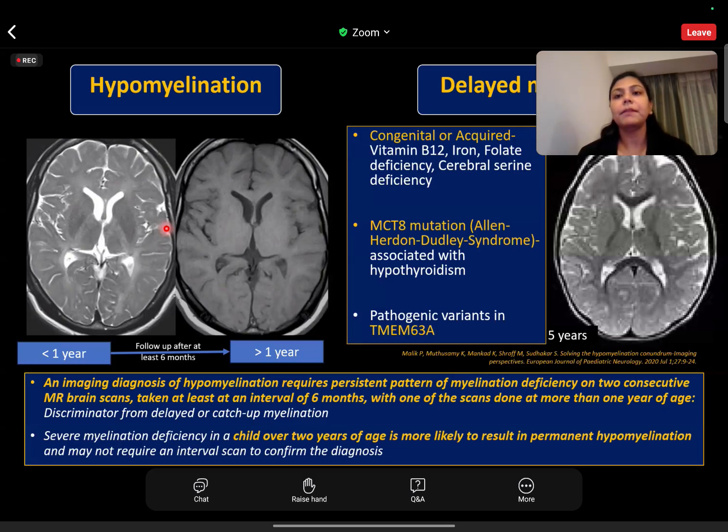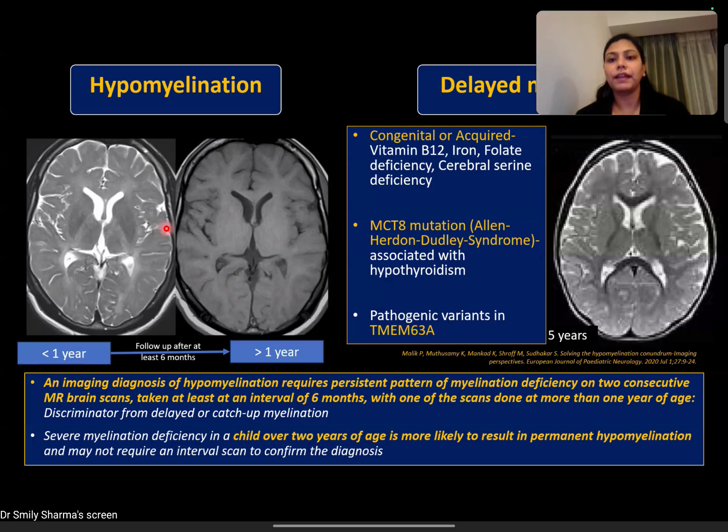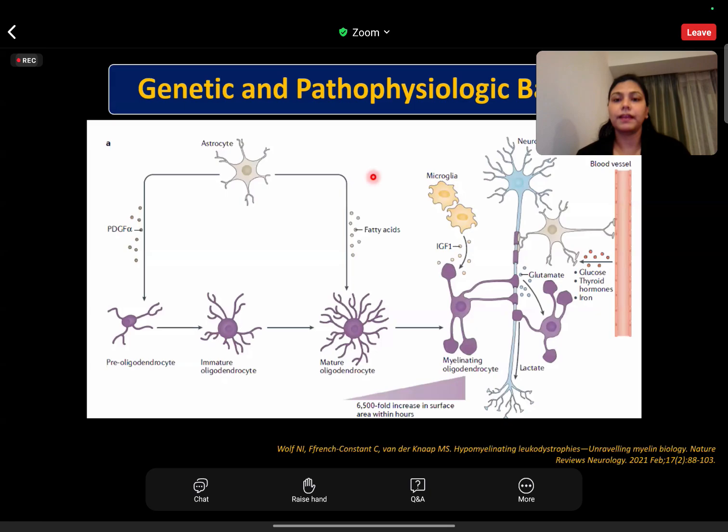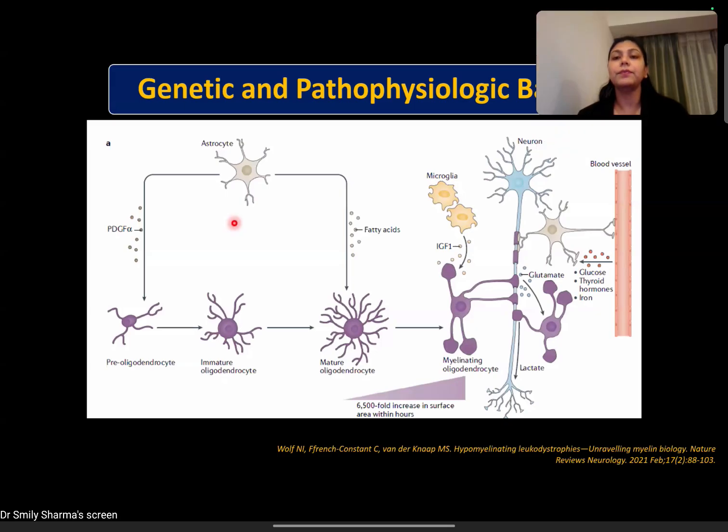So the genetic and pathophysiologic basis of hypomyelinating leukodystrophies is that we all know that the myelin sheath is deposited by the oligodendrocyte, but it is a very energy consuming and very systematic process which not only involves the oligodendrocytes, but there are a lot of interactions between the oligodendrocytes and the astrocytes, and there are growth factors involved. There are gap junctions, and there should be proper functioning of the gap junctions. So any of these factors, if abnormal, can lead to hypomyelinating leukodystrophies.